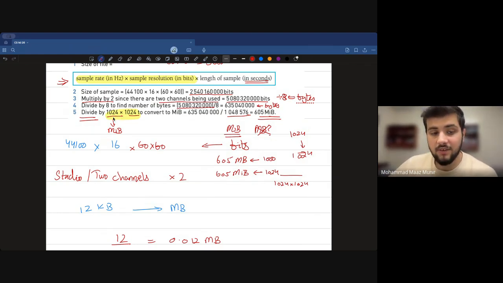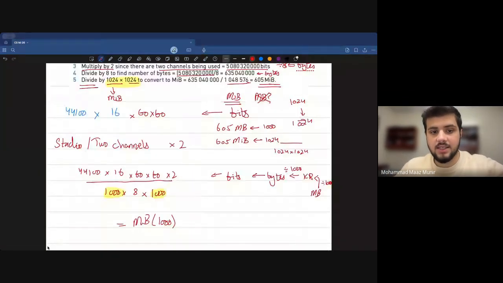And whenever you need to give the answer in terms of megabytes, like if I had told you above, bro, give me the answer in terms of MB, I would have done it in this way. I would have done this calculation: 44,100 into 16 into 60 into 60, multiplied by 2 for two channels. And this would have been the answer in bits. I would have divided this answer by 8 to get it in terms of bytes.